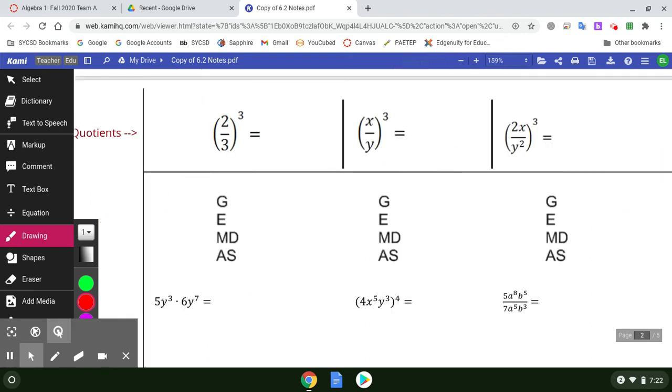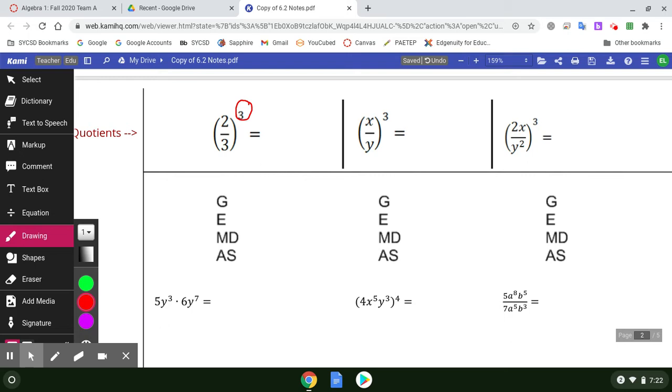On the next page, I have a few more quotients for you. Notice the quotients inside of the parentheses are not like bases for any of these examples, so nothing can be simplified. However, we do have an outer exponent, and all I wanted to show you is that this exponent applies to both the numerator and the denominator.